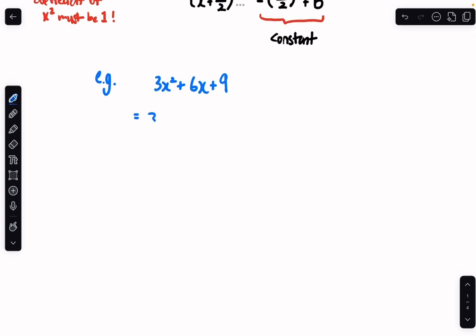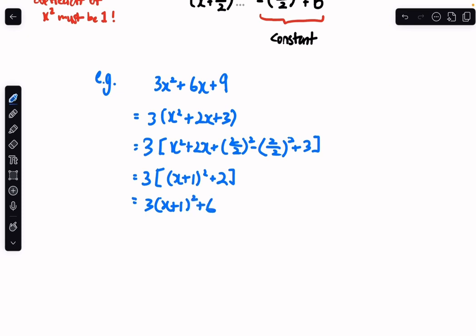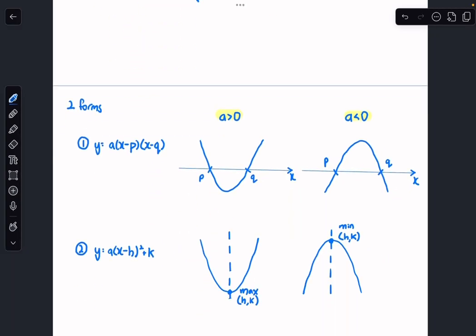So for this question, we will pull out the 3. Then we just do the usual completing the square steps. Yep, and we are done. Now let's move on to the next part.